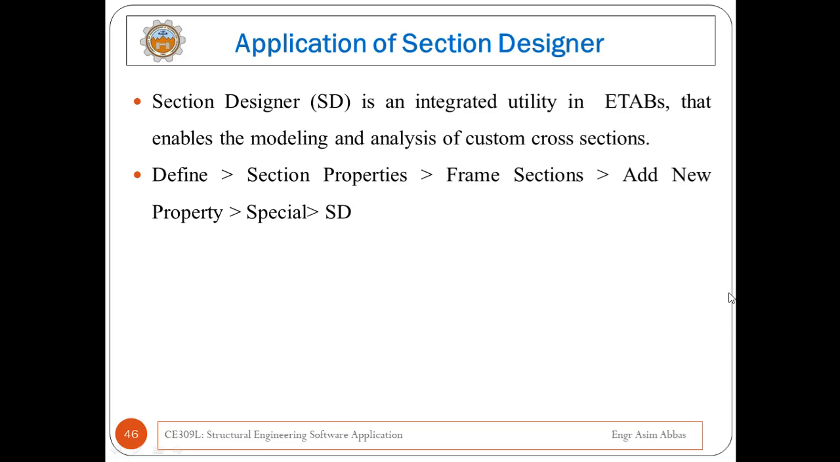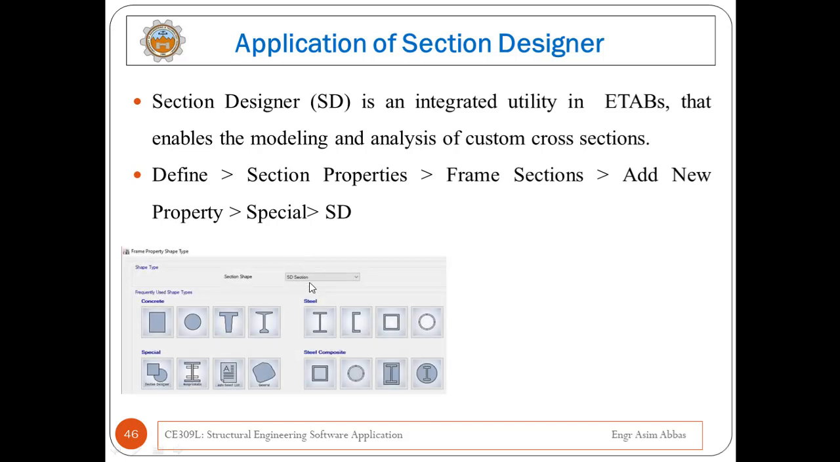Now, the application of the section designer. Section designer is an integrated utility in ETABS that enables the modeling and analysis of custom cross sections. In order to access the section designer, go to Define, then Section Properties, Frame Sections, then click on Add New Property. Right. So this window will appear. From here you will go to the special option, and from this option we will choose section designer.